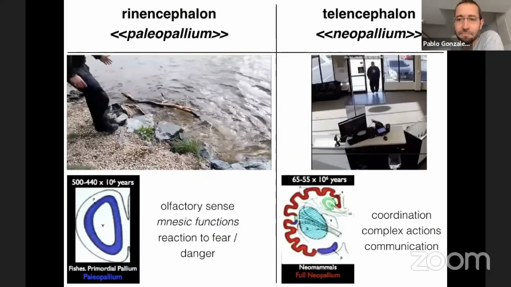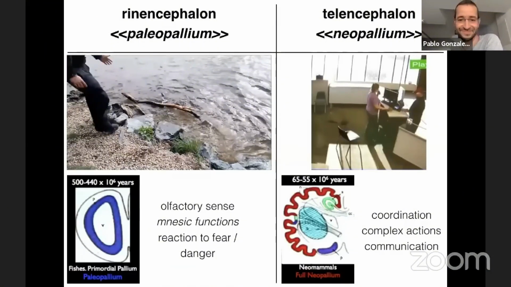And look at this guy, he has a huge telencephalon, huge neocortex. He wants to take some money from the bank, but then his movements are not coordinated, but he always has a good limbic system in order to escape. Thank you so much.